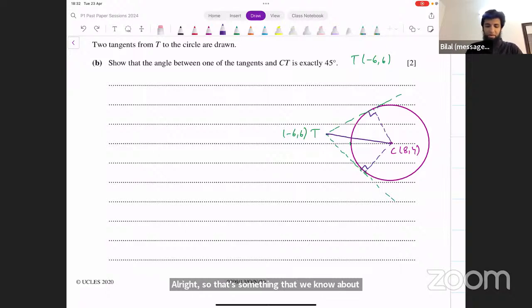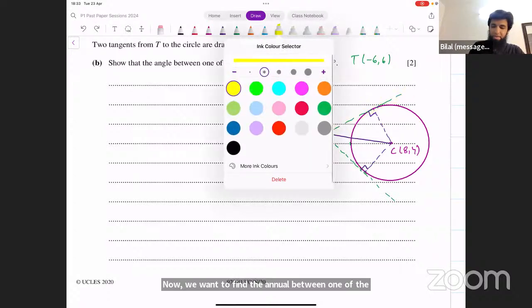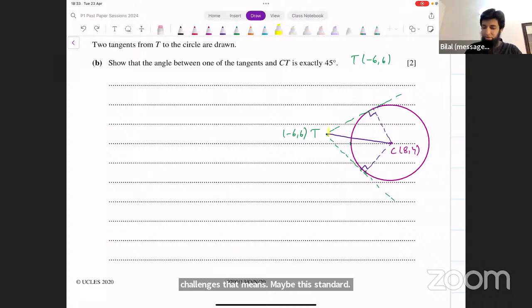Now we want to find the angle between one of the tangents, that means maybe this tangent, and the line CT. So this is one tangent, and this is the line CT. What's the angle between them? The angle between them is this angle here. How do you find this angle? Let's call this angle theta. What do we know about this right angle triangle? We know that this length is 10. This is the radius.